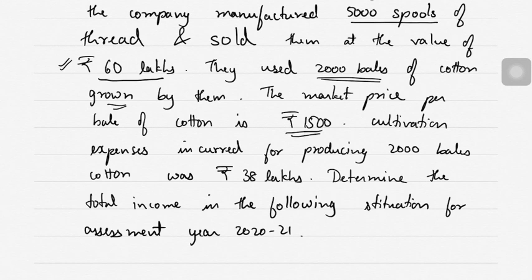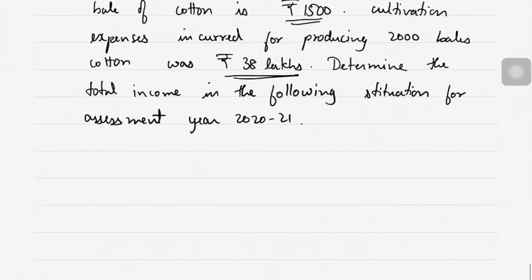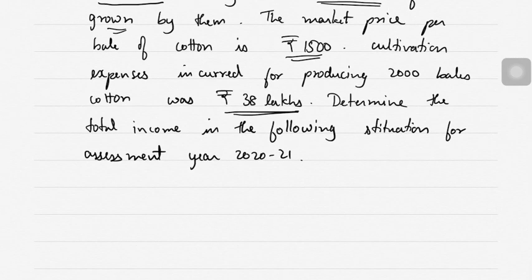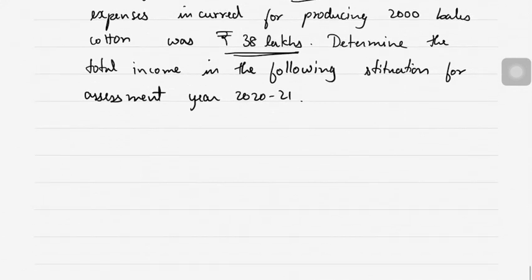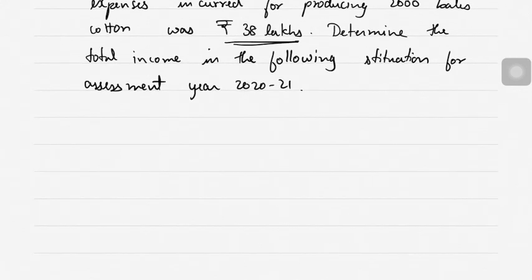Market price of the cotton is rupees 1,500. Cultivation expenses for producing 2,000 bales was 38 lakh. So the cost to cultivate cotton was rupees 38 lakhs. Determine total income in the following situation for assessment year 2020-21. Fine. Now they have cultivated cotton, used that cotton and sold thread.